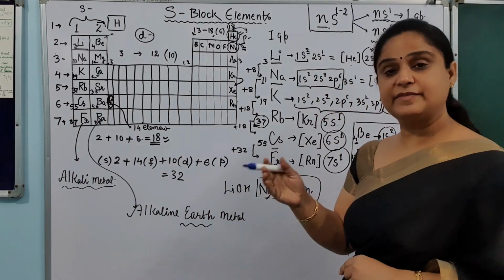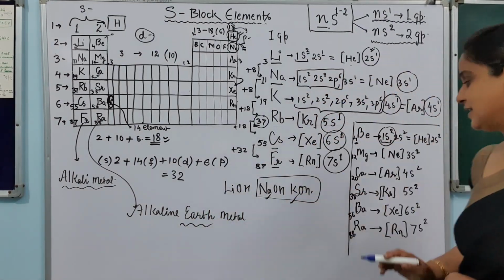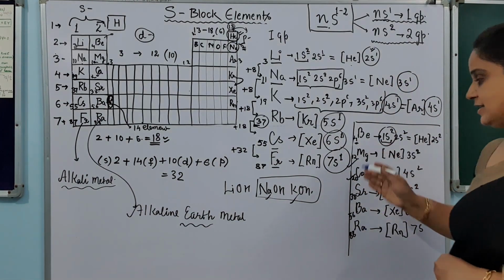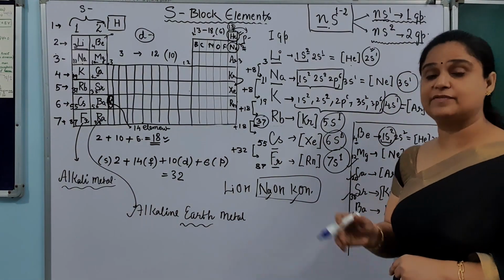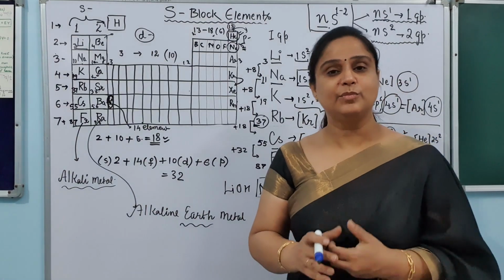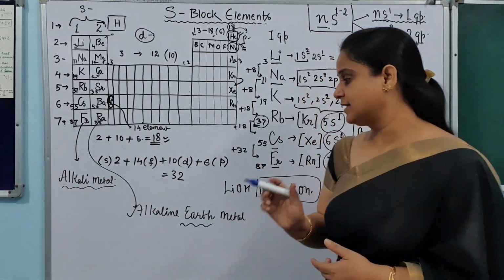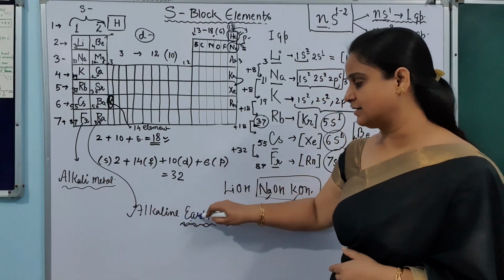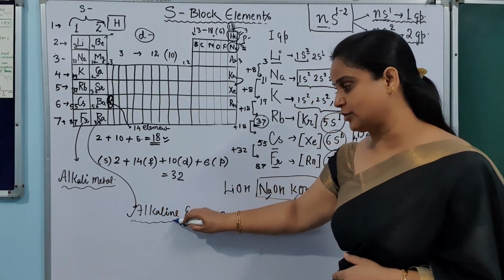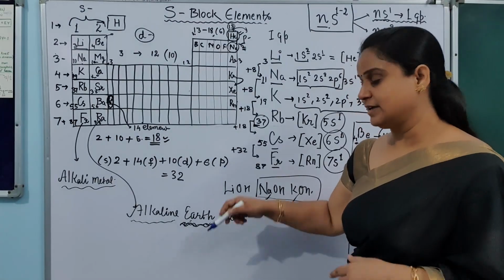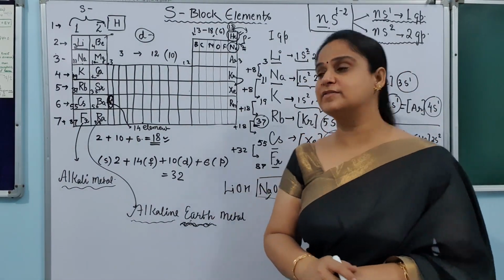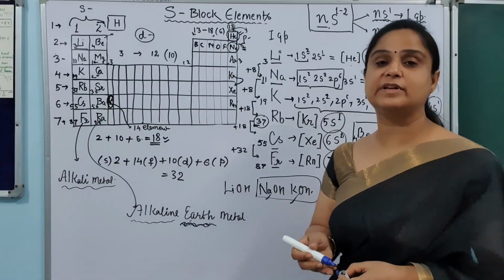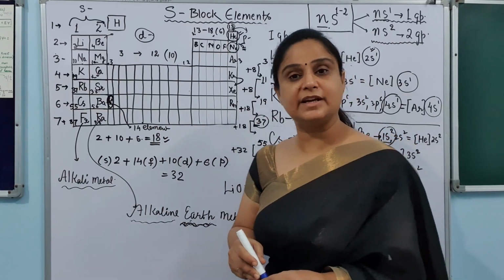Earth metal means they are found in the earth's crust. We know that calcium, magnesium and strontium are found in bulk in the earth's crust. They are found in large quantity in the earth's crust. That is why their name is earth metal, alkaline earth metal. Alkaline means they form water soluble bases. Earth means existing in the earth's crust. So these are the two common names of the first group elements and second group elements.